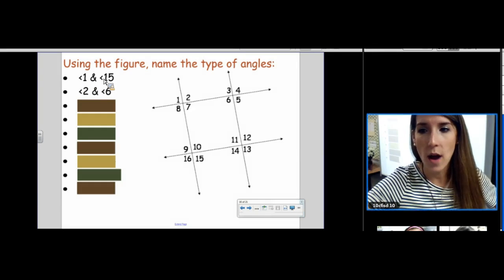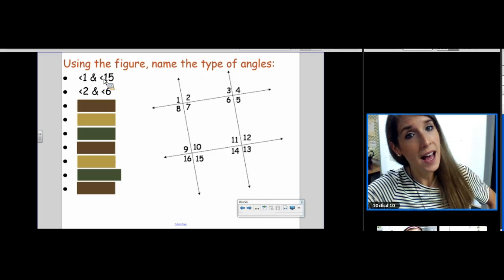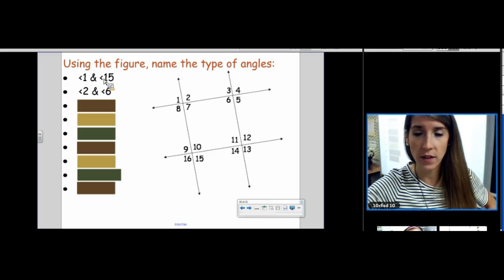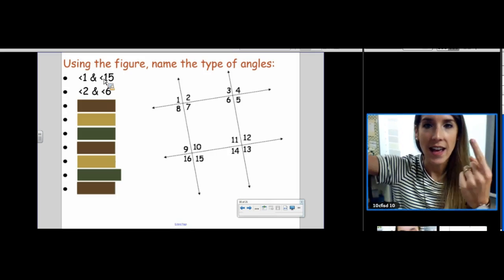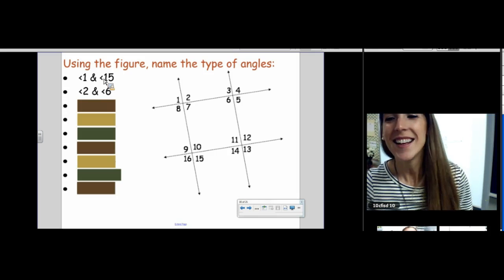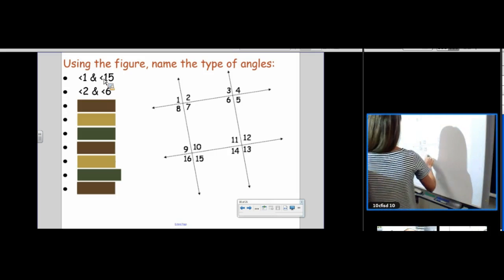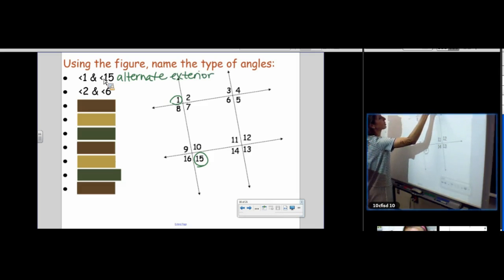Okay? Let's look at 1 and 15. Anytime you get stuck, ask yourself, okay, are they on the same side? Or are they on alternate sides? So look at 1 and 15. They're on alternate sides. And then you ask yourself, are they interior, like inside? Or are they exterior, like outside? So good. If you ask yourself those questions, then you will know their name right away. So these are alternate exterior angles. I'll just abbreviate that because I'm running out of room. Okay, what about 2 and 6?